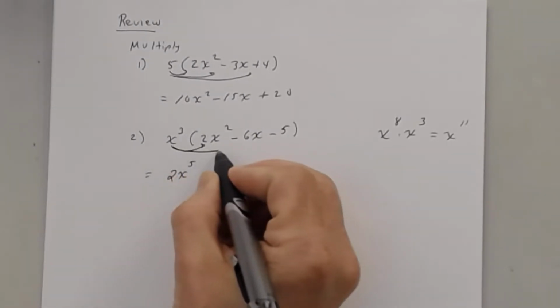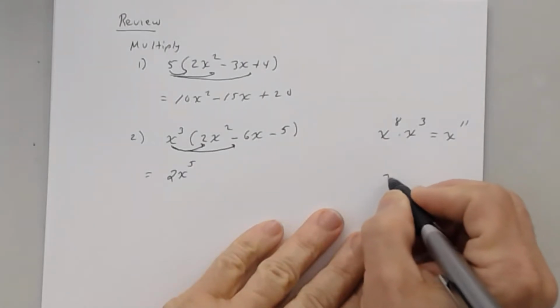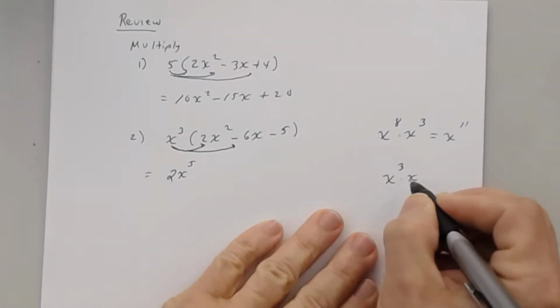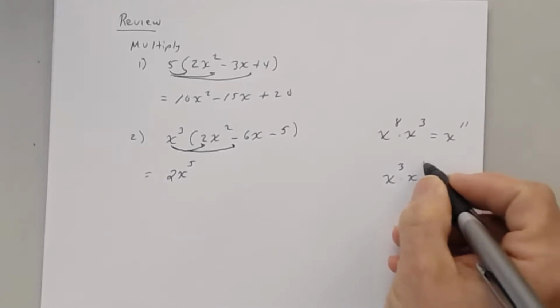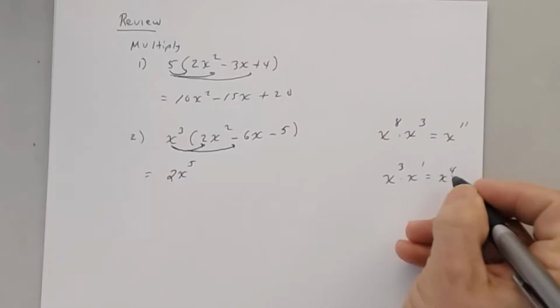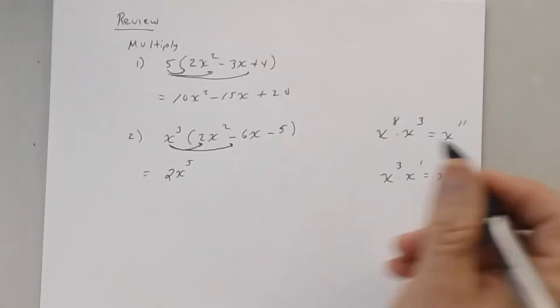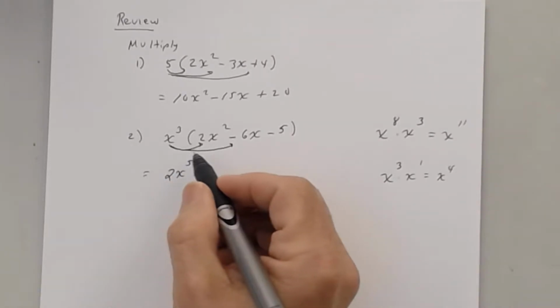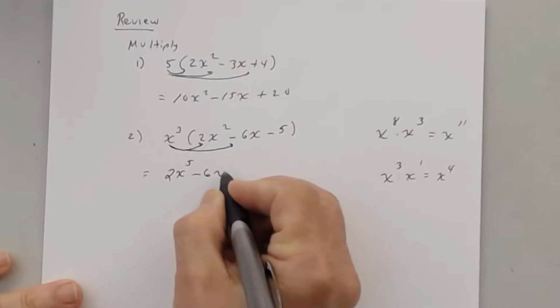What is x cubed times a negative 6x? Now, here's what I have. Eventually, I have x cubed times x, right? If there's no exponent, what is it understood to be? 1. So what is x cubed times x? X to the fourth. When you multiply like bases, you do what? Add exponents. So what is x cubed times a negative 6x? Negative 6x to the fourth.